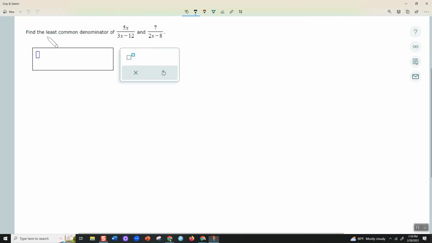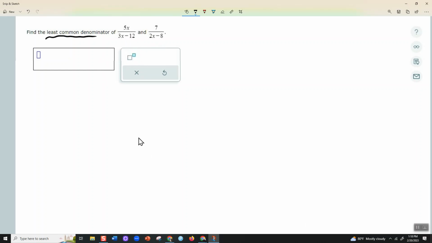All right, now we're finding the least common denominator, which is a very similar thing, looking for the lowest common multiple of both these two denominators. I'm going to factor them so I can see them a little bit better. So I've got 3 times x minus 4, and over here I've got 2 times x minus 4. So they both have the x minus 4. That's common.